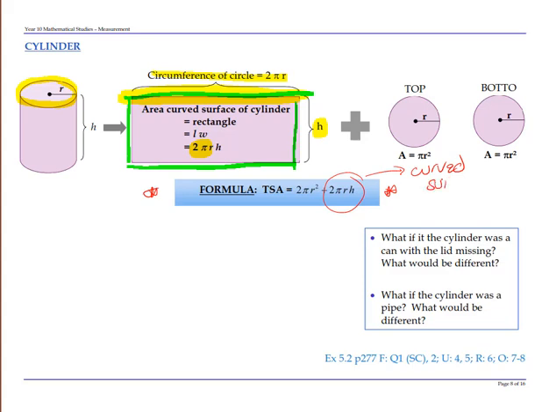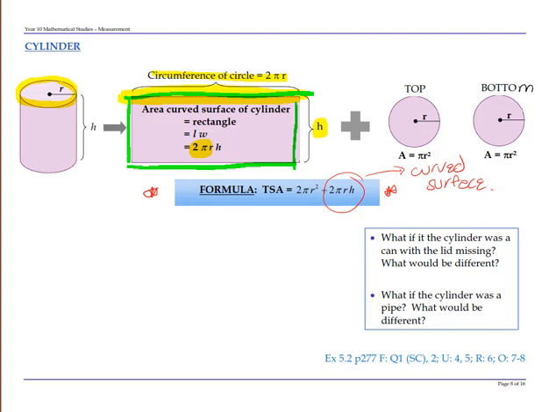Now, be really careful with cylinder questions, because it could say it's a pipe, in which case you're only going to have the curved surface, so there won't be 2 ends. Or you could have, you know, like a can that's been opened, so you'll only have 1 circle. So just be careful when you're working out the questions.